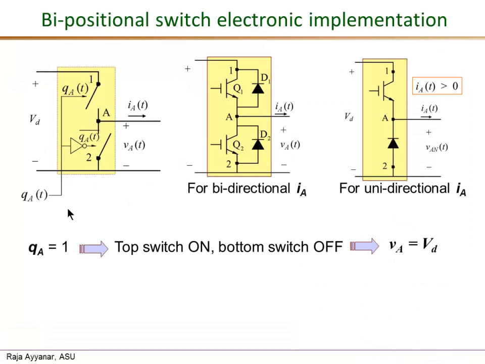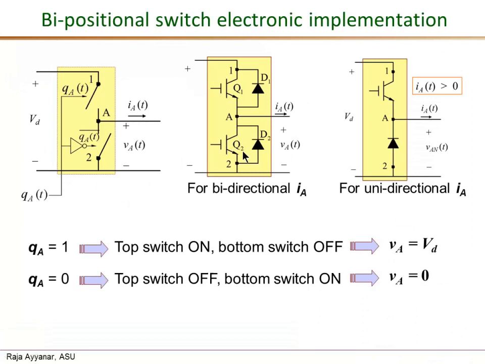The bipositional switch is controlled by the gate switching signal Q sub A, and this digital signal can have only values of either 1 or 0. Our convention is that if Q is 1, then the top switch is on and the pole output voltage VA is equal to VD. And if Q is 0, then the bottom switch is on and the top switch is turned off. Under this condition, when Q is 0, the pole output voltage VA is 0 in both of these implementations.